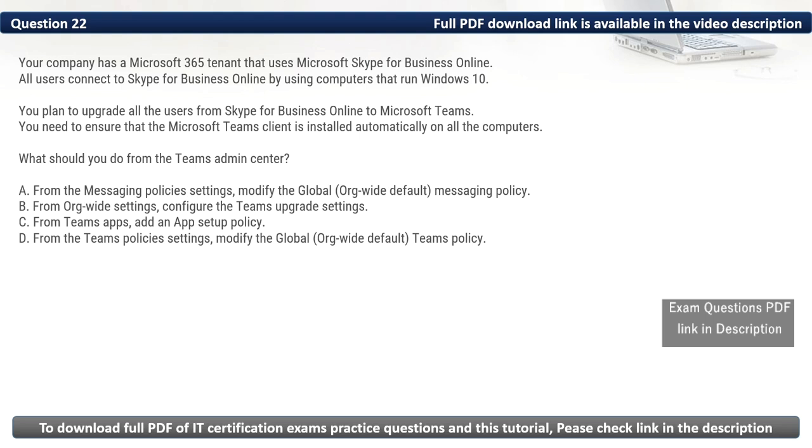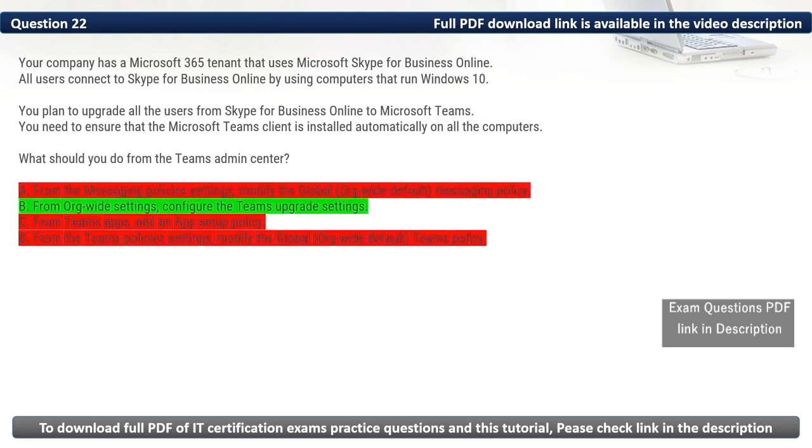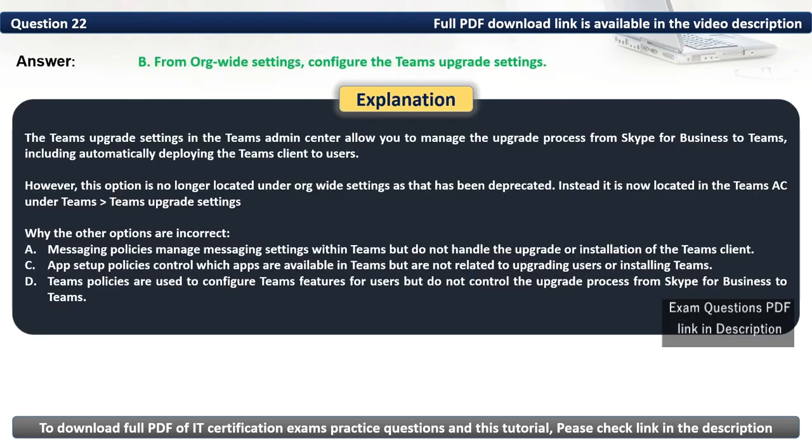Then we have D, from the Teams policy settings, modify the global Teams policy. Teams policies are used to configure Teams features for users but do not control the upgrade process from Skype for Business to Teams. As such, we should, from organization wide settings, configure the Teams upgrade settings. Thus, the correct option is B. The Teams upgrade settings in the Teams Admin Center allows you to manage the upgrade process from Skype for Business to Teams, including automatically deploying the Teams client to users. However, this option is no longer located under org-wide settings as that has been deprecated. Instead, it is now located in the Teams AC under Teams, then Teams upgrade settings.